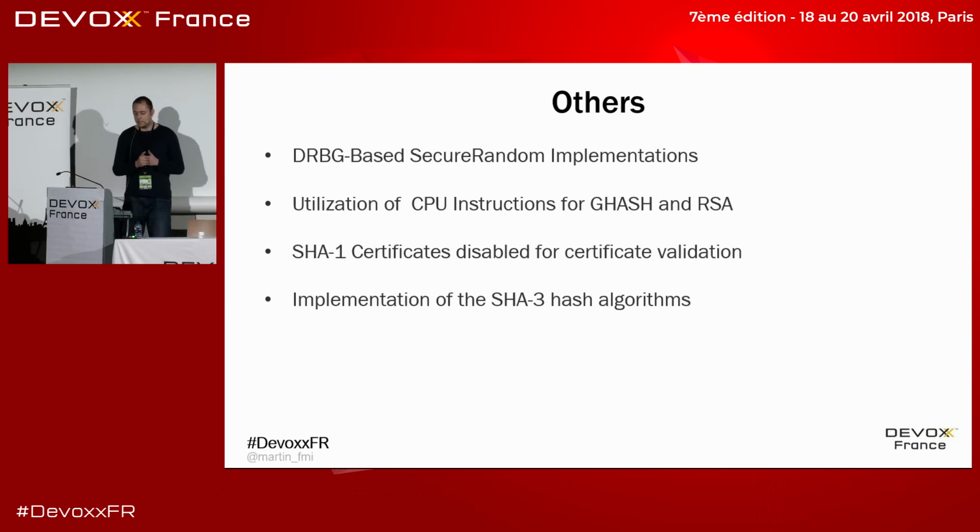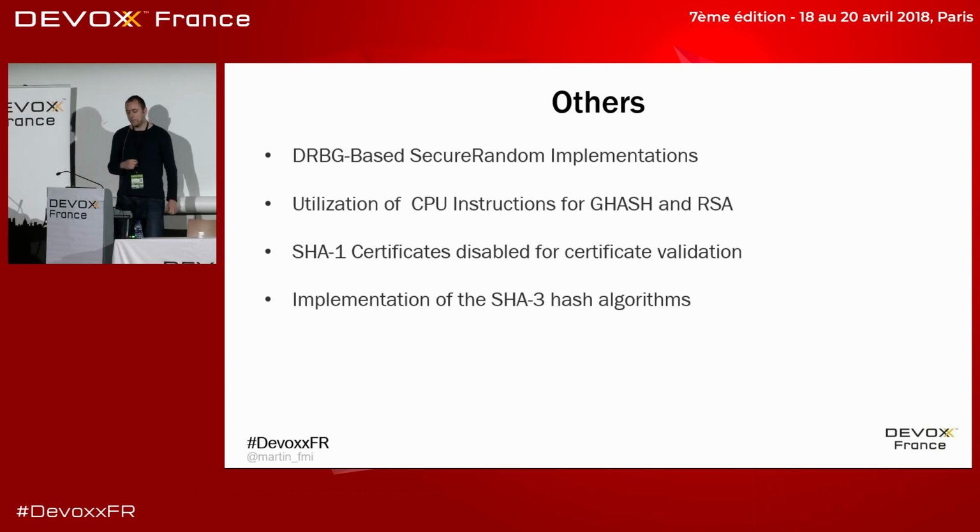And a few other enhancements. One is a new implementation of secure random, which is used to generate cryptographically strong random numbers used for various cryptographic operations in the JDK. We have also some performance optimization of the Ghash and RSA cryptographic algorithms, which is achieved through CPU instructions, which are now supported by the JDK.